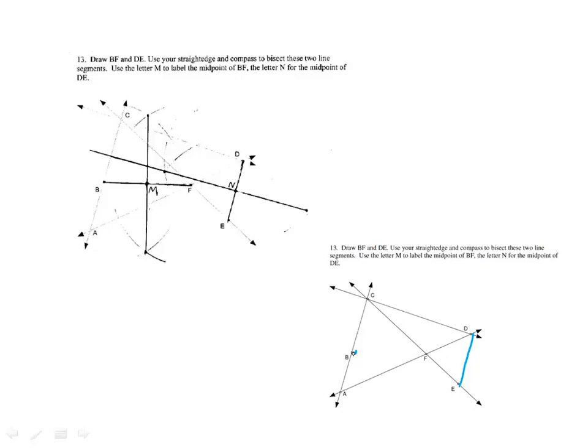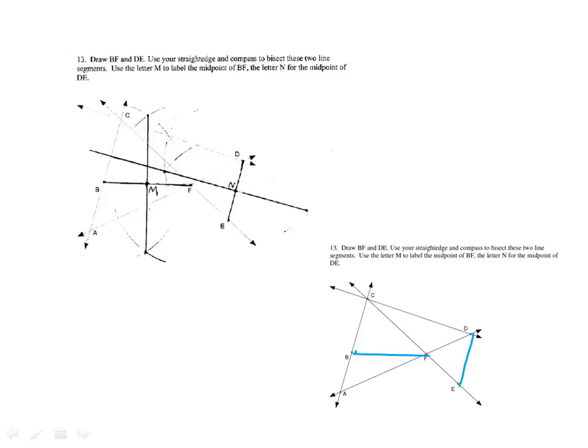They're having you practice perpendicular bisectors. Okay. So those two blue lines, you are using your straight edge and compass to bisect these two line segments. Use the letter M to label the midpoint of BF, the letter N for the midpoint of DE.